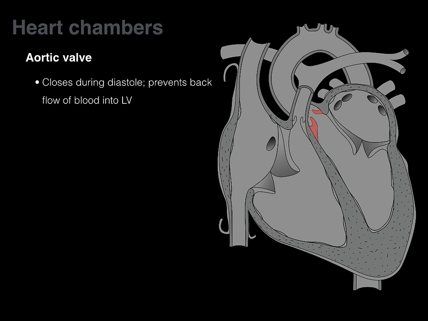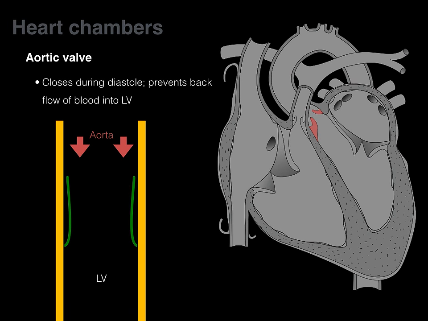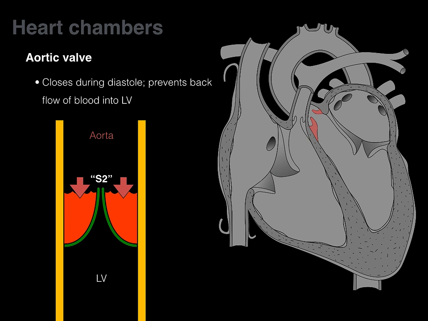And so the aortic valve closes during diastole and prevents backflow of blood into the left ventricle. So here we have the aorta above and the left ventricle below, and watch. During diastole, blood flows and slams those semilunar aortic valves shut.